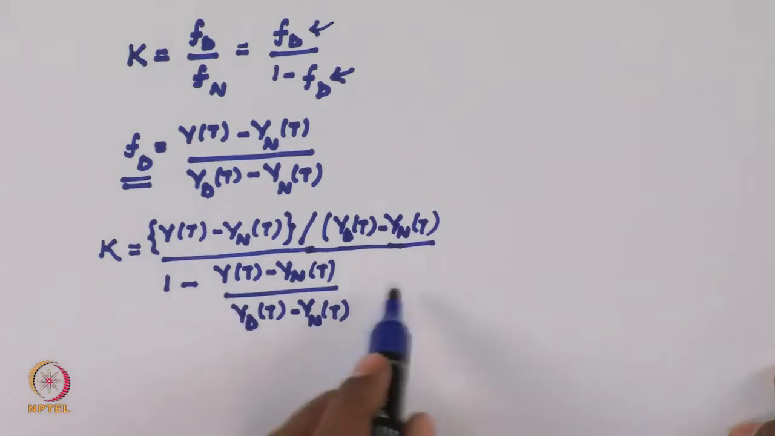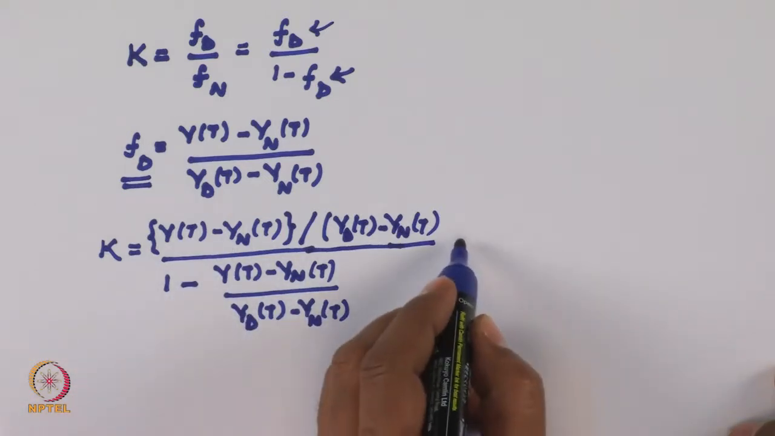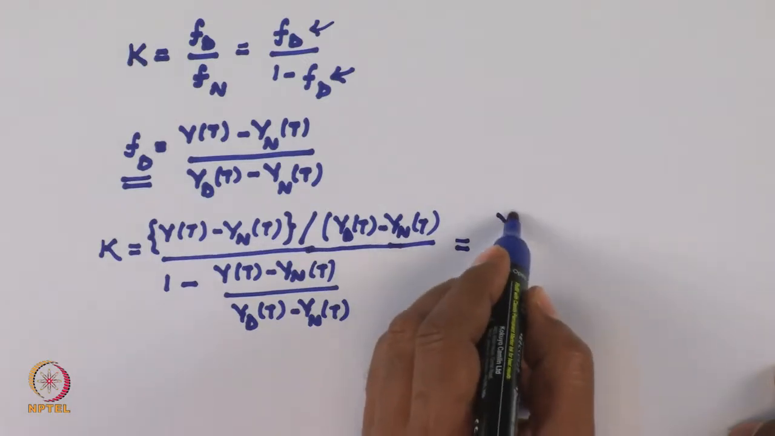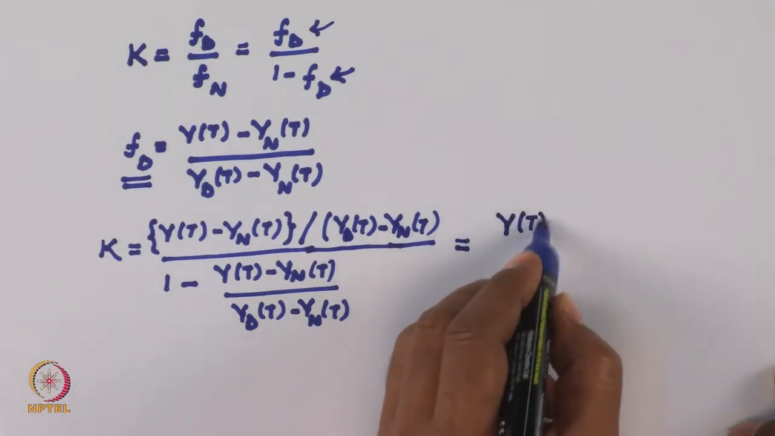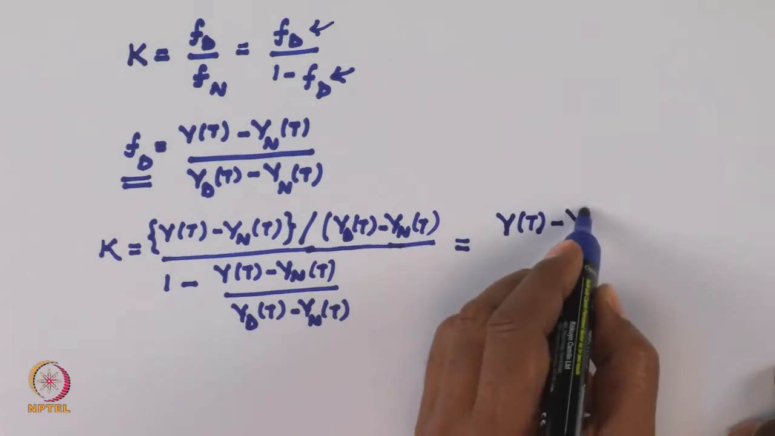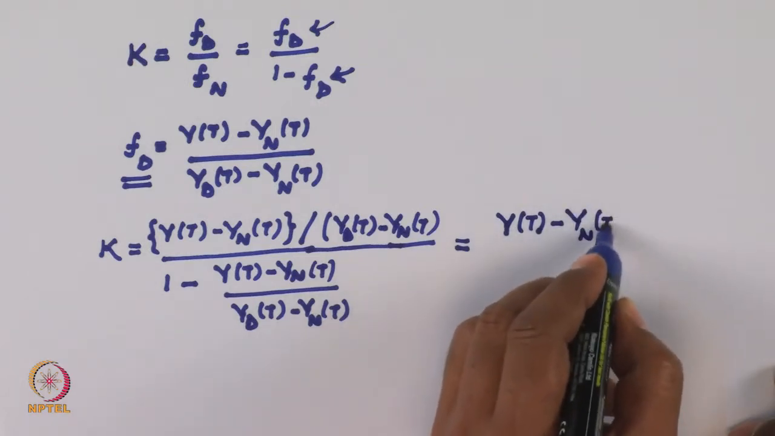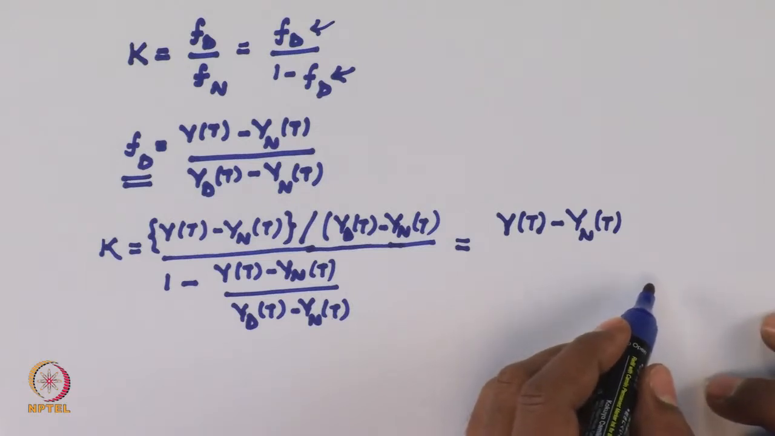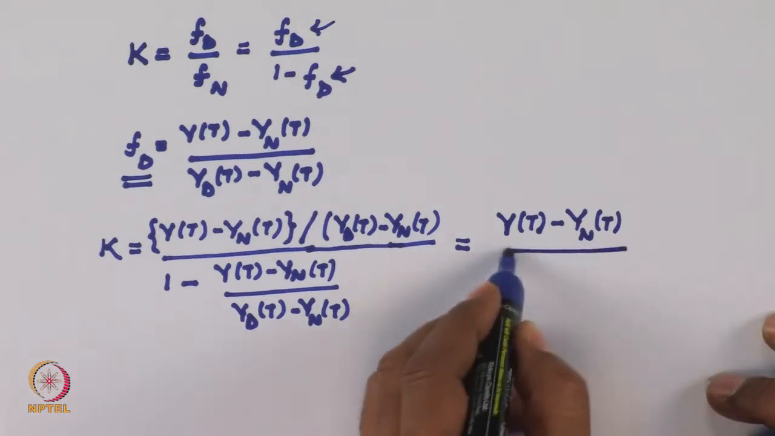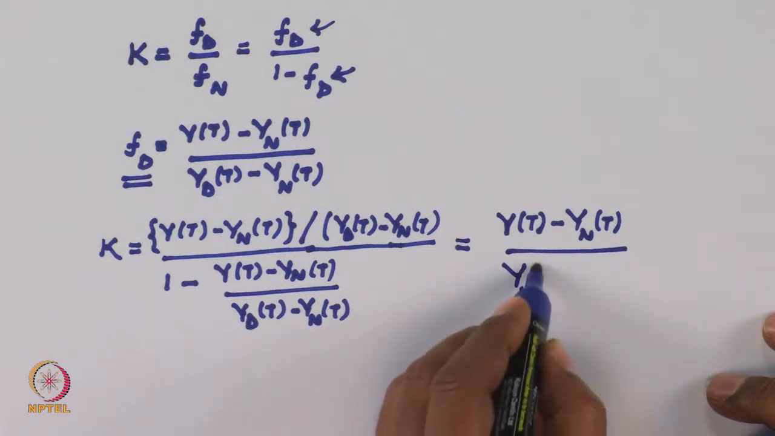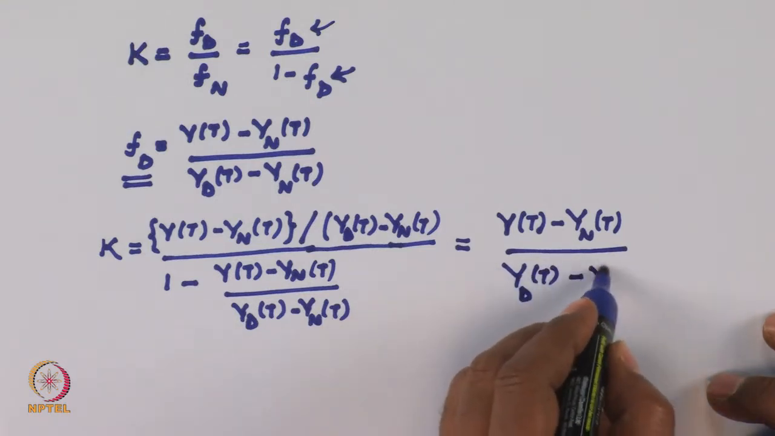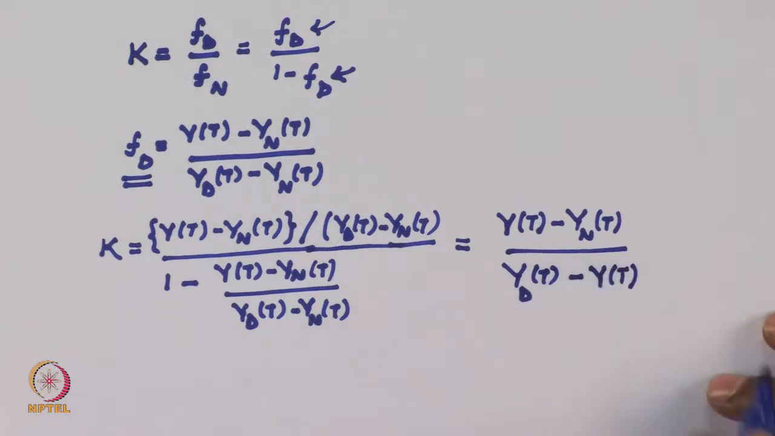Once you solve for this, what are you going to get? K = (Y at T minus Yn at T) divided by (Yd at T minus Y at T). This is what we are going to get.